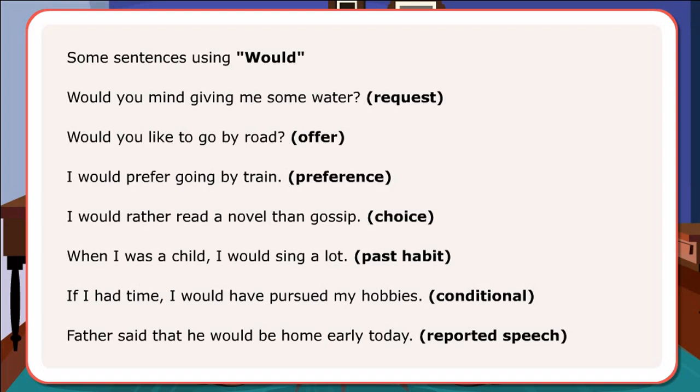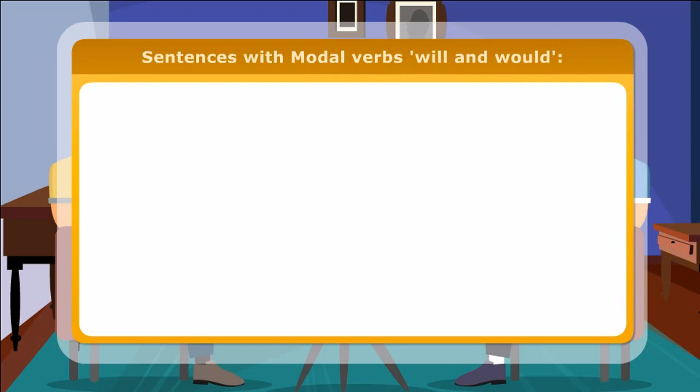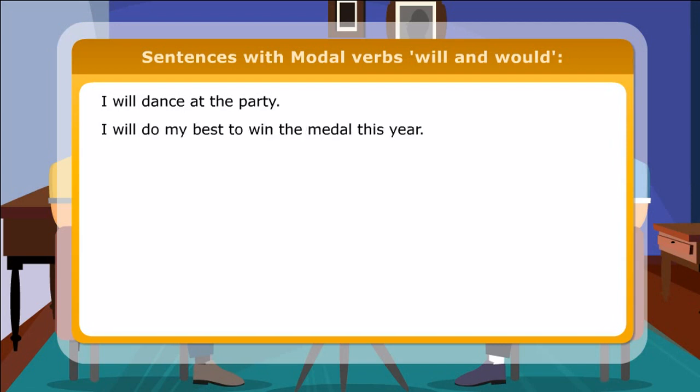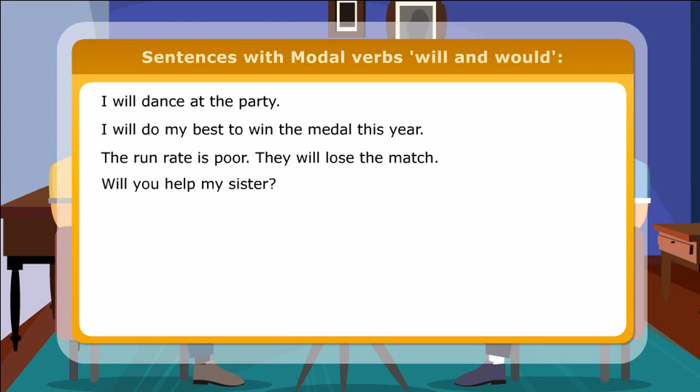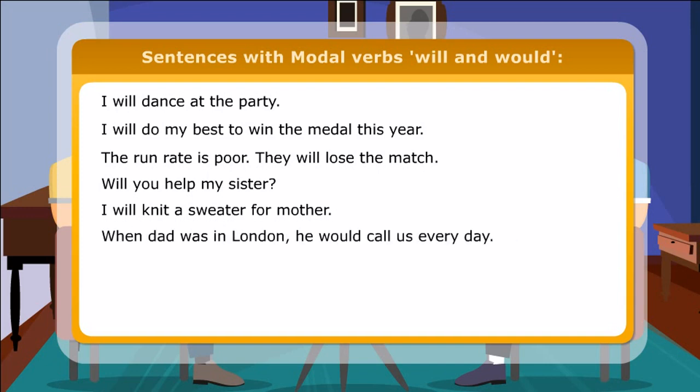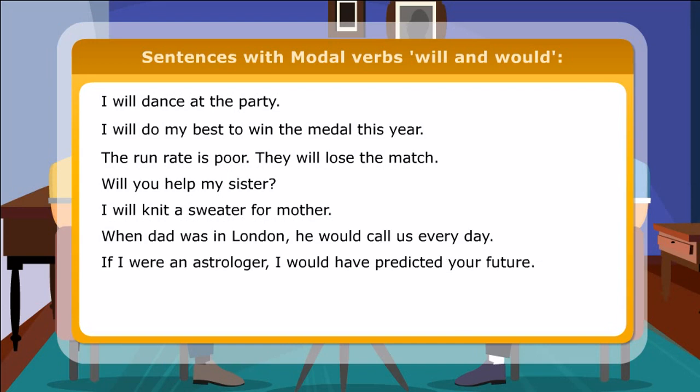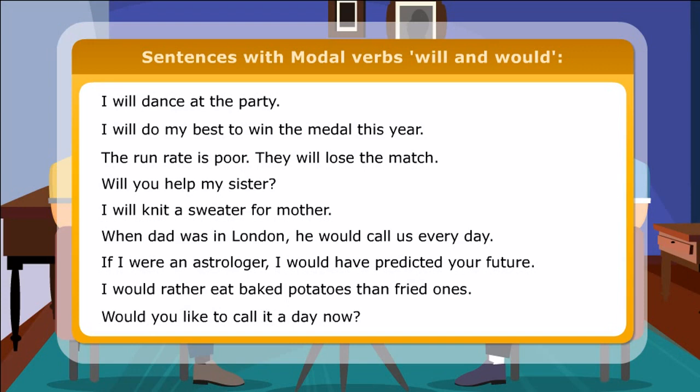Father said that he would be home early today. Reported speech. Here are a few more sentences with modal verbs will and would. I will dance at the party. I will do my best to win the medal this year. The run rate is poor. They will lose the match. Will you help my sister? I will knit a sweater for mother. When Dad was in London, he would call us every day. If I were an astrologer, I would have predicted your future. I would rather eat baked potatoes than fried ones. Would you like to call it a day now?